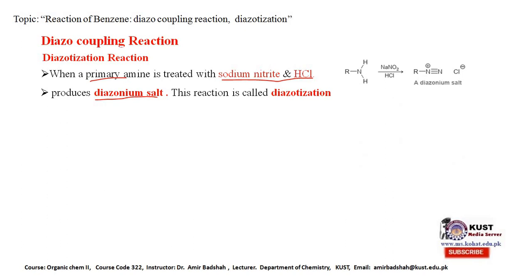For example, here it has been shown that nitrogen is bonded with one alkyl group, so it is a primary amine. When this primary amine reacts with sodium nitrite in the presence of HCl, it forms a salt, alkyl diazonium chloride. This salt formation reaction is called the diazotization reaction.